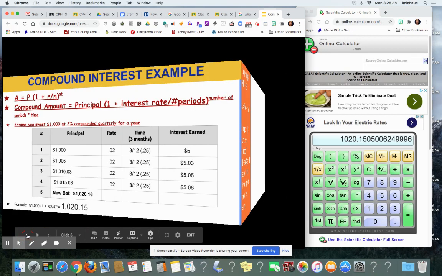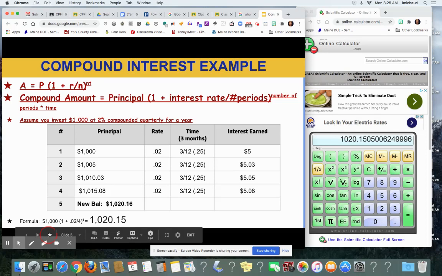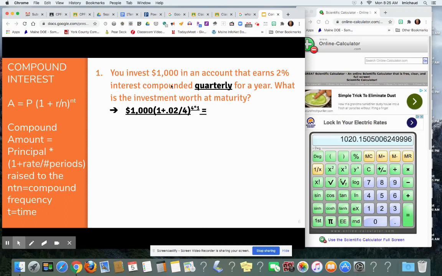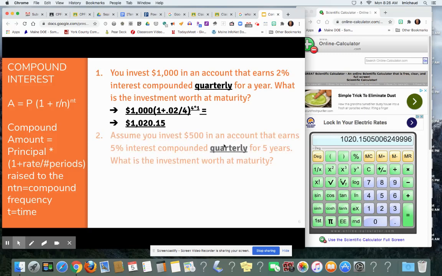It's really important that you show your work, okay? So let's just show it out on this paper. 0.02 divided by 4 equals, plus 1 equals, then y to the x 4 equals, then multiply it by 1,000. This is the one we just did. So it's $1,020.15. Always pay attention to the word that follows compounded, because that's your N. That's your N. Okay?